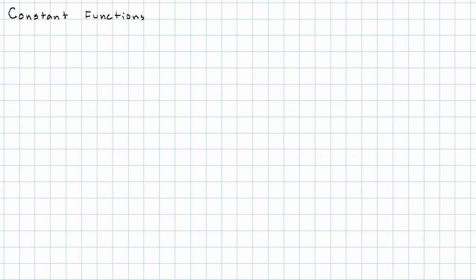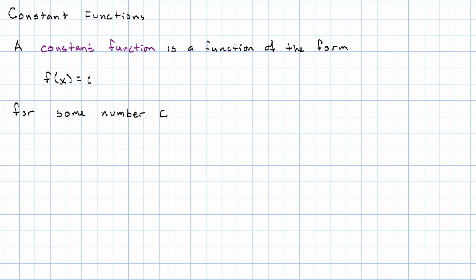There's a specific kind of function that often turns up as part of a piecewise function that causes a little bit of confusion because we don't usually look at it alone. And that kind of function is what's called a constant function. A constant function is just what it says on the bottom. It's a function of the form f of x equals c for some specific number c.